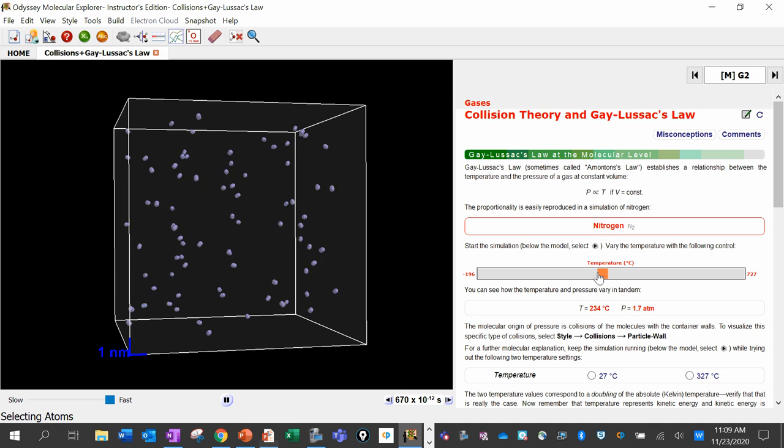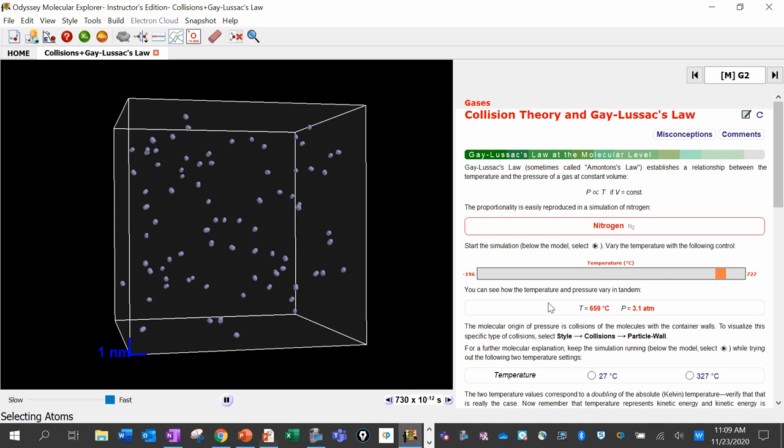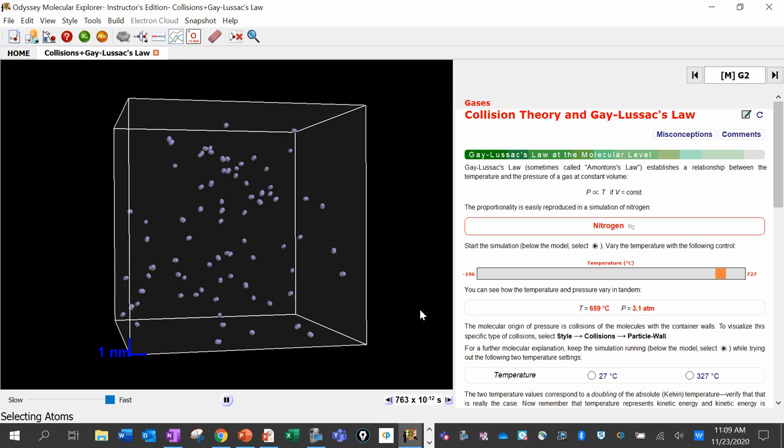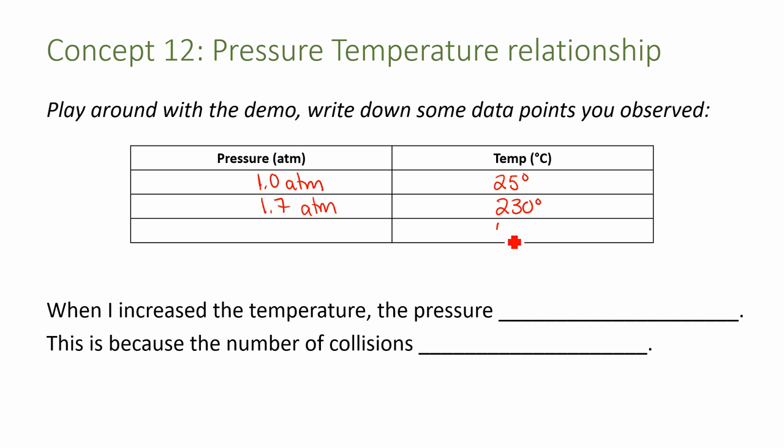And then let's do one more. Let's go extreme here. What if the temperature is 659, the pressure is 3.1? So 659 is 3.1. And what we should see here, so we increase the temperature, the pressure is increasing. And that's because the number of collisions increases. So let's take a look at that.